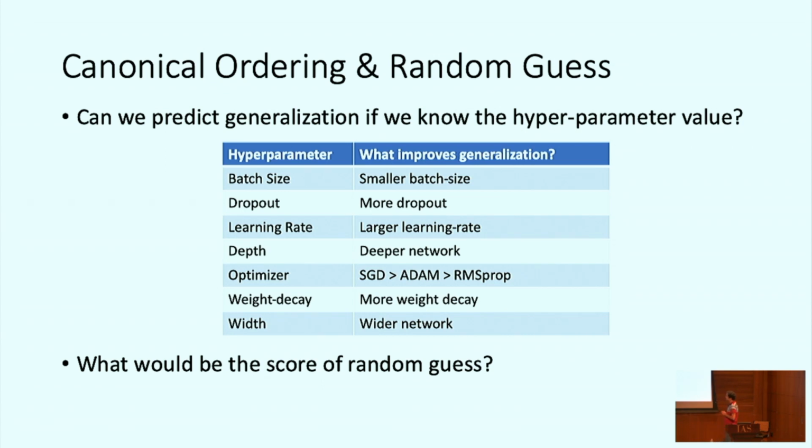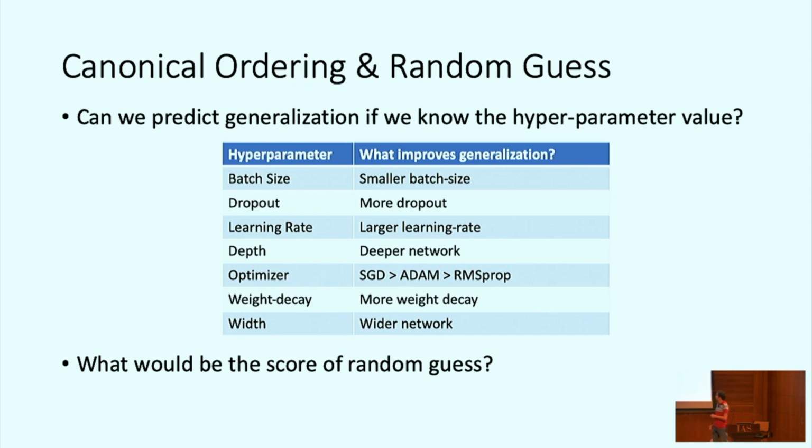So the first thing we look at is just to get a sense of how important these hyperparameters are. We look at how well we could predict generalization if we know the hyperparameter. If two models have every hyperparameter the same except the batch size, could I predict generalization or not? For batch size, there's a hypothesis that people talk about, which is that a smaller batch size generalizes better. So let's see if that's the case.